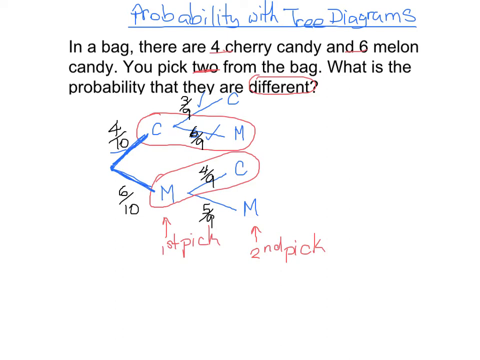How do we use these numbers though? If we want 2 different candy, again, it could be cherry and melon, or it could be melon and cherry.